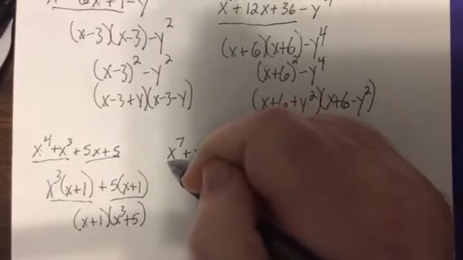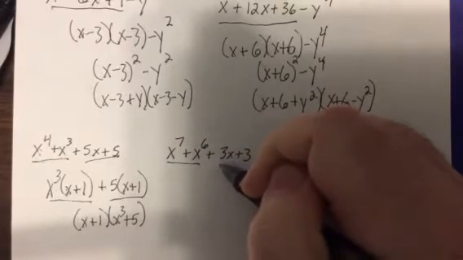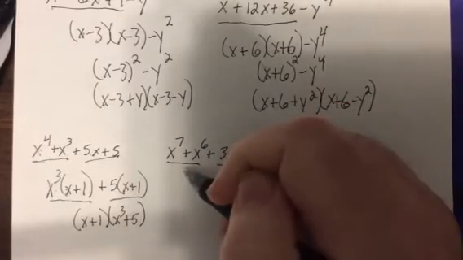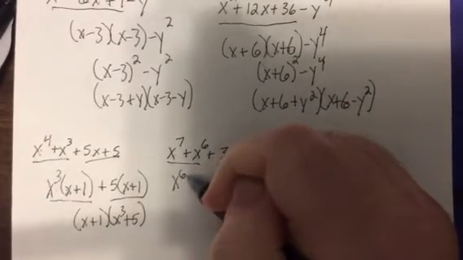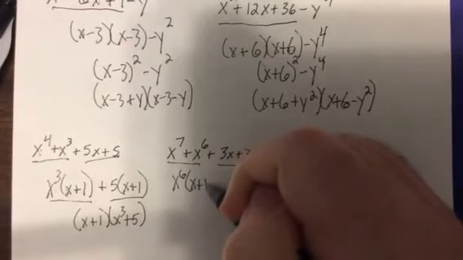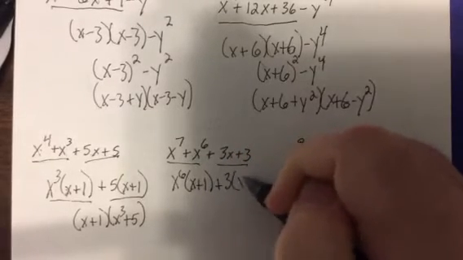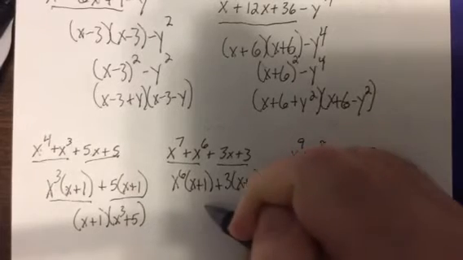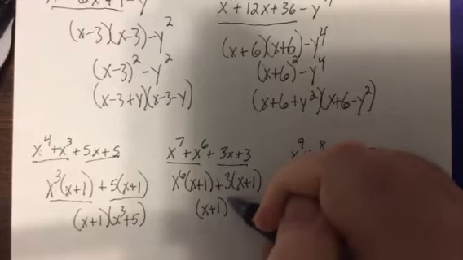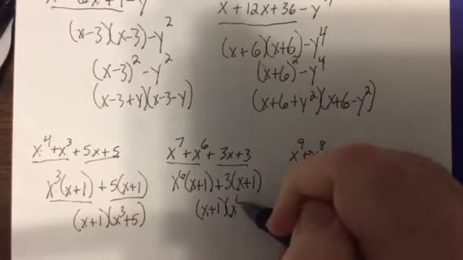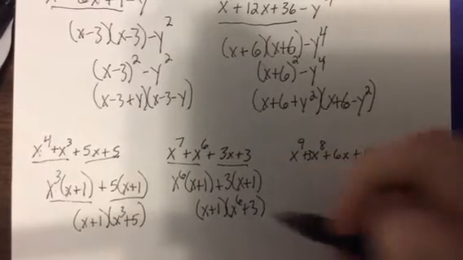So here, try it again. I don't see any minus squares, so I'm going to try 2 by 2. So factor out x to the 6. This would be x plus 1. Factor out 3. This would be x plus 1. So this would be x plus 1 times x to the 6 plus 3.